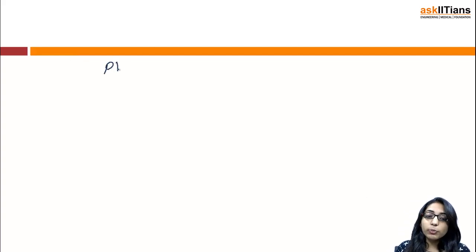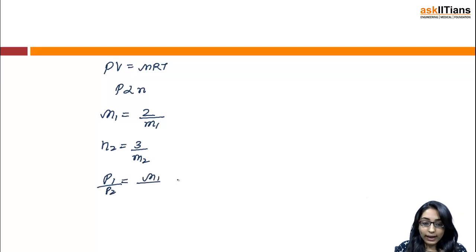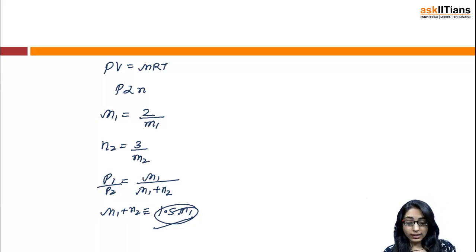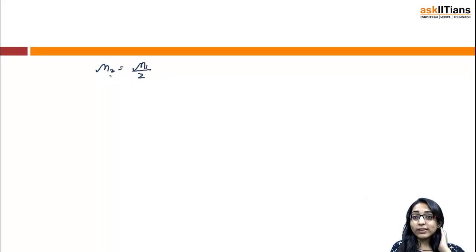Since you can write PV = nRT, from here you can get P is directly proportional to n. So the number of moles n1 will be given as 2 by molar mass and n2 will be given by 3 by molar mass. So P1 over P2 can be written as nothing but n1 over n1 plus n2. Now we know n1 plus n2 is nothing but 1.5 times n1, because it has been given to us in the data points in the question. So I can simply say that n2 is n1 over 2. Now you have got the relationship between the number of moles of the two gaseous species.